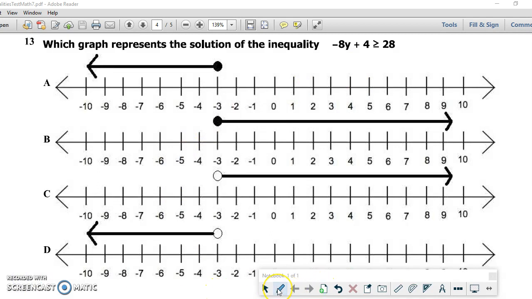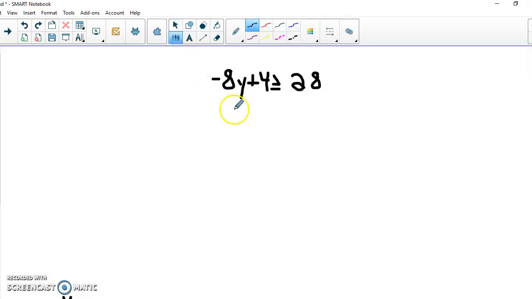So for number 13, we have to identify the graph that represents the solution to that inequality. We can go ahead and eliminate 2 answers by looking at our sign. Our sign is greater than or equal to, which tells us that our circle will be closed. So we will not use C or D. But we can go ahead and switch to the next screen and solve our inequality to figure out if A or B is correct. So I'm going to put a box around my variable term, and I'm left with plus 4. So I'm going to subtract 4 from both sides.